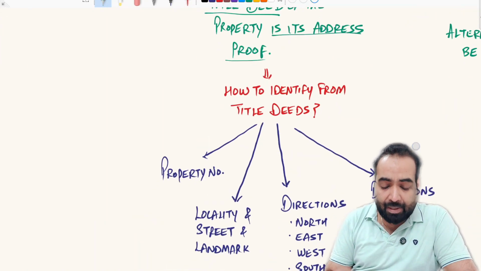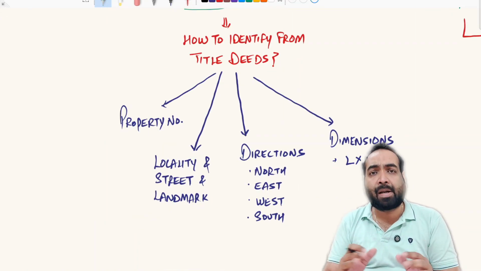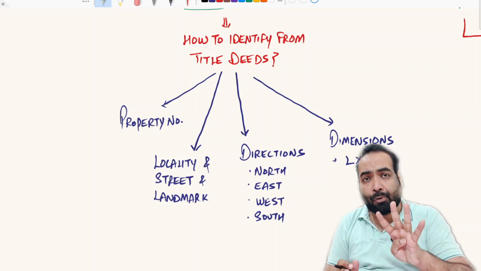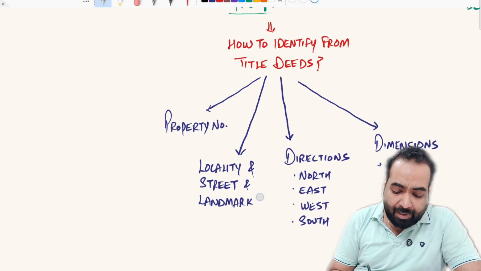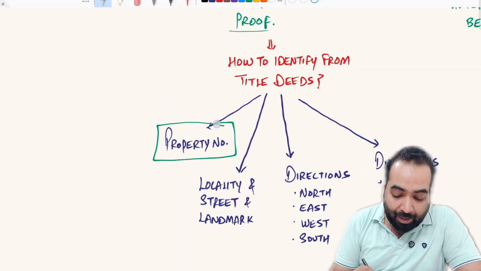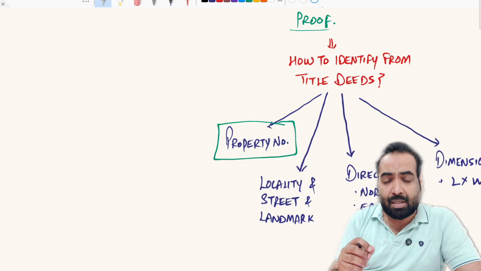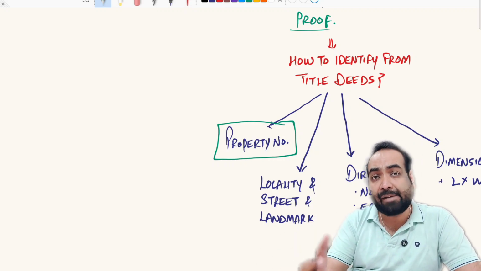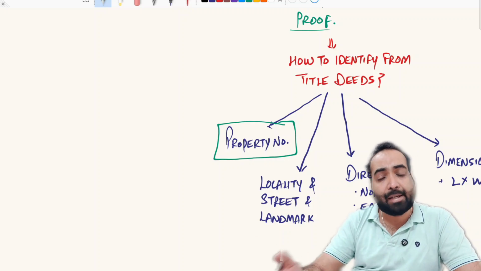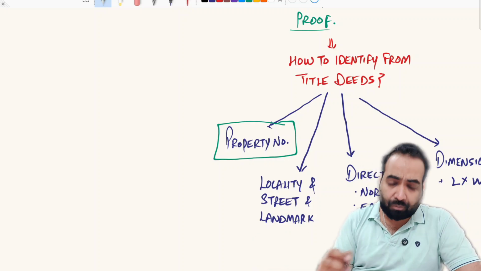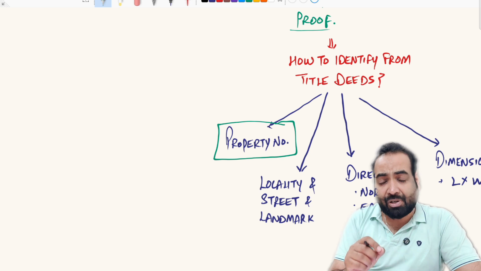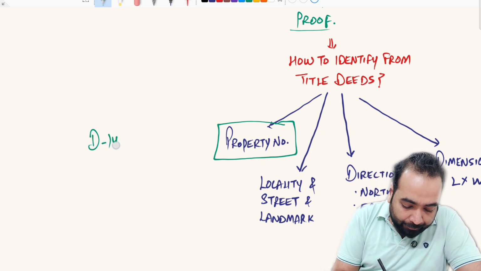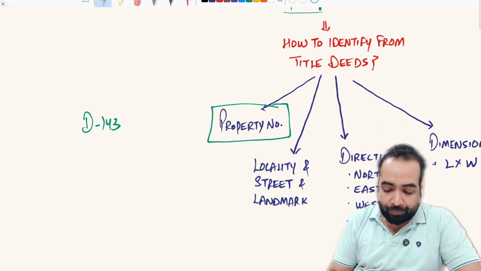There are 4 things that are mentioned in a very well prepared, I am repeating, in a very well prepared and good title deed. First thing they mention is the property number: the house number, the commercial property number, the industrial property number. For example, the industrial property is D143, located in a focal point area, industrial area of Ludhiana. The property number is mentioned in the title deed, right? So we have the property number, for example, D143.